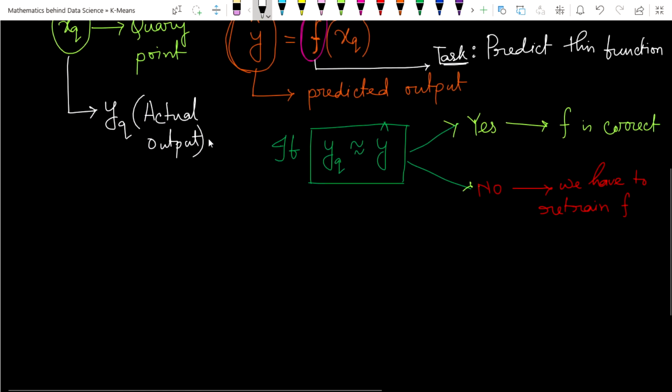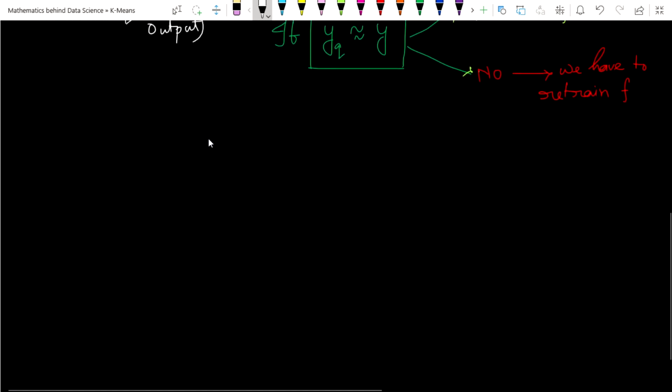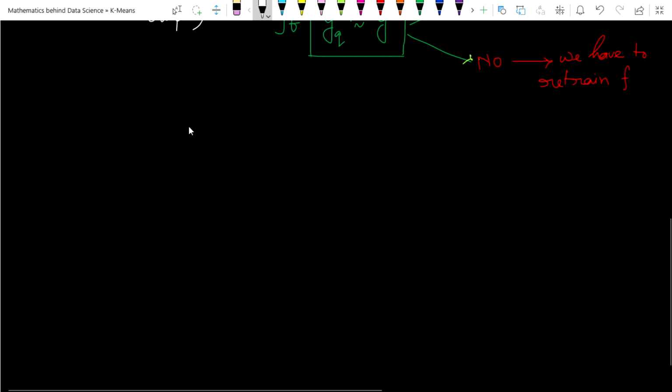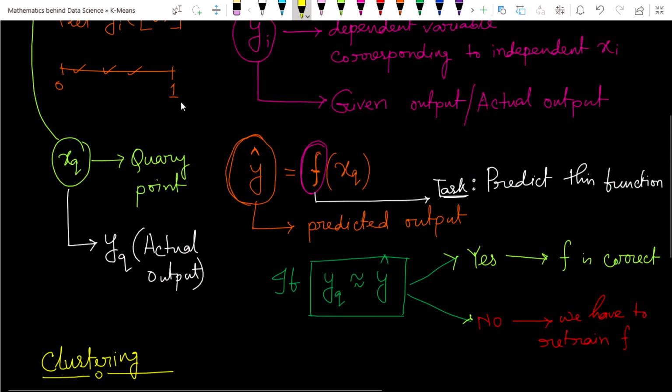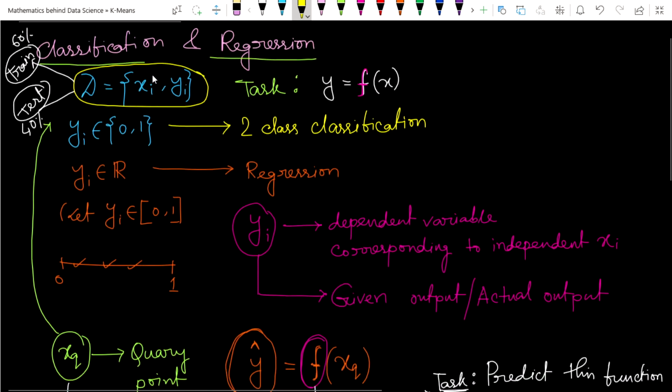Now let's try to understand the concept of the unsupervised learning model. There are various kinds of unsupervised learning models. In this series we will discuss the clustering technique, which is one kind of unsupervised learning technique. Now let's understand the differences between clustering and the regression model.